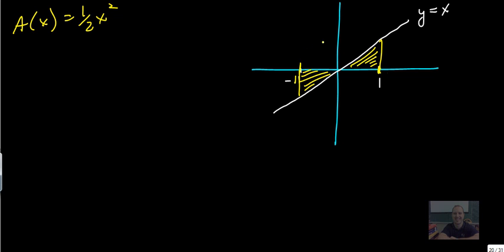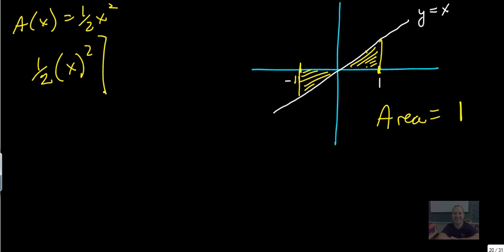Now we know if it's between the curve and the x-axis, the area should equal 1 because we have 1/2 here and 1/2 here. So do this for me. Evaluate that between 1 as the upper boundary and -1. So just take a minute and do that.